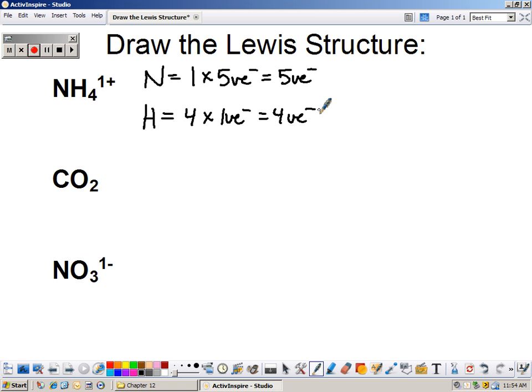Okay, and in this example, since you have ammonium, and that's an ion, it has a charge of +1, or 1+. That means that because you have a positive charge, and it's a charge of 1, you've lost one of those electrons. Remember, you have a positive charge, you lose electrons. You have a negative charge, you gain electrons. So in this case, you're going to add the 5 and the 4 valence electrons, and then you're going to subtract 1 valence electron. And that'll give you a total of 8 valence electrons. Okay, so you have 8 valence electrons to work with.